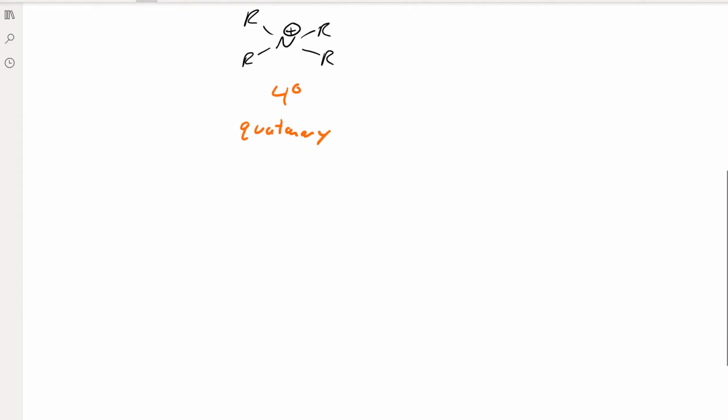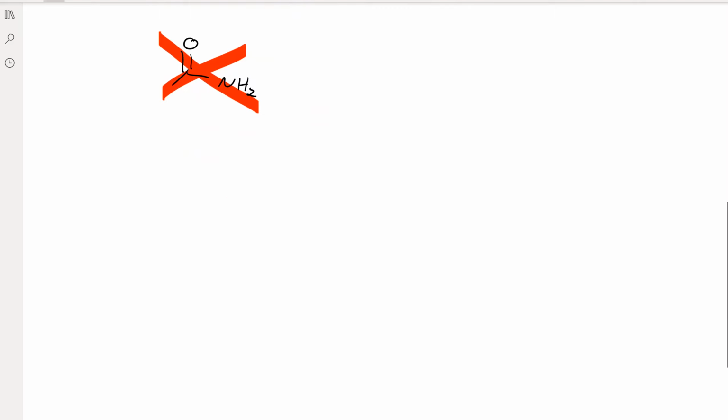One big thing to note here is that we're talking about amines. This right here is an amide, right? Amines and amides have very different chemical properties. They are not the same thing. They're both nitrogen-containing compounds with a lone pair, but their chemistry is much different.